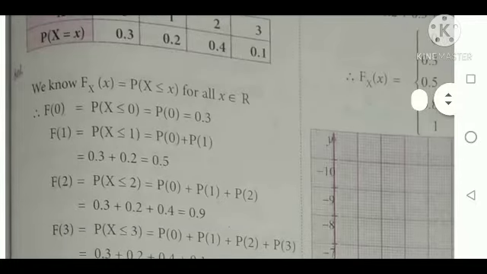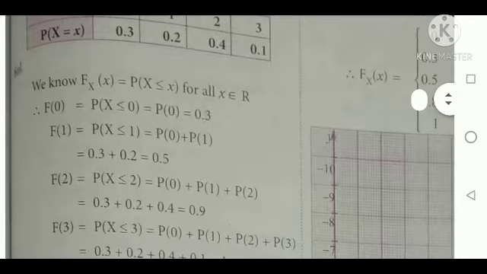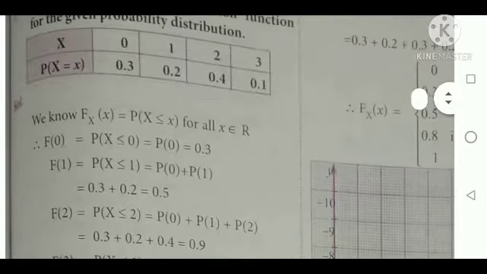Likewise, F of 2 equals P of X less than or equal to 2, which includes p of 0 plus p of 1 plus p of 2. P of 0 is 0.3, p of 1 is 0.2, p of 2 is 0.4. If you add all those, you get 0.9. That is the value of F of 2. Likewise, for x equal to 3, F of 3 equals P of X less than or equal to 3, which includes p of 0 plus p of 1 plus p of 2 and p of 3. We add all the values, 0.3, 0.2, 0.4, 0.1, and we get 1. Usually the total of the probability distribution becomes 1.